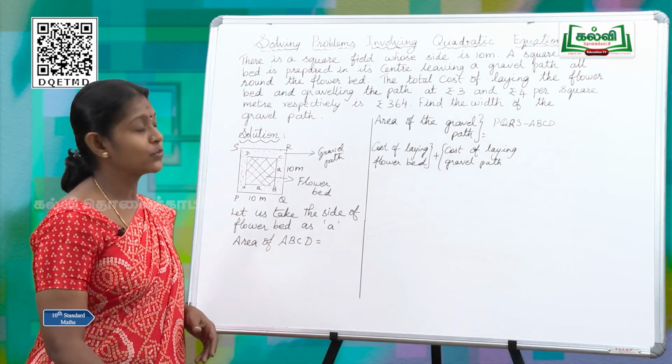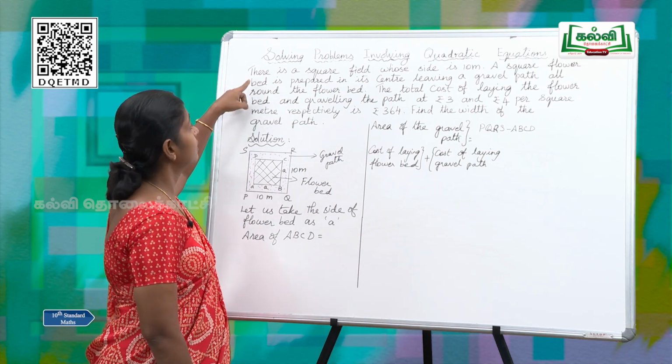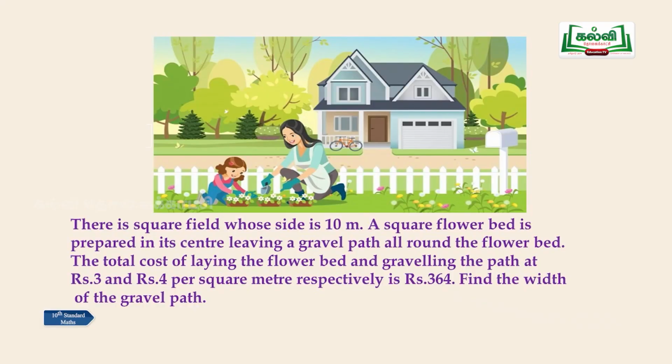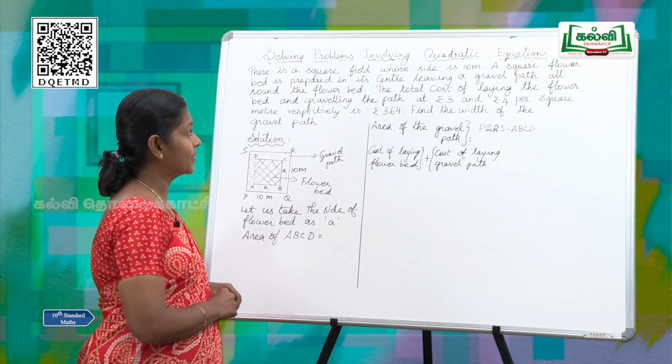Now one more application question. See the question. There is a square field whose side is 10 meter. A square flower bed is prepared in its center, leaving a gravel path all around the flower bed. The total cost of laying the flower bed and graveling the path at rupees 3 and rupees 4 per square meter respectively is rupees 364. Find the width of the gravel path. This is the question.